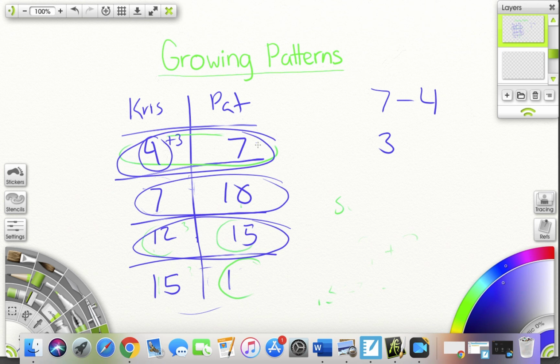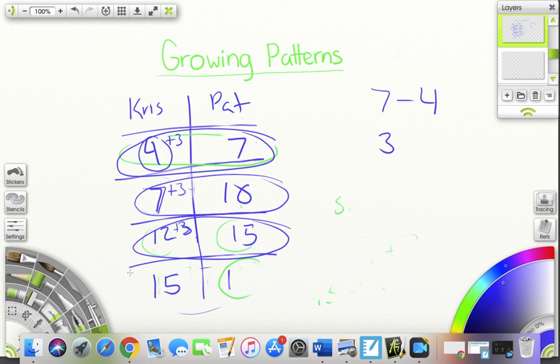Pat is always 3 years older than Chris, because if I have 7 here and 10, if I do 7 plus 3, that equals 10. If I do here 12 and 15, 12 plus 3 equals 15. So the rule is that Pat is always going to be 3 years older than Chris.